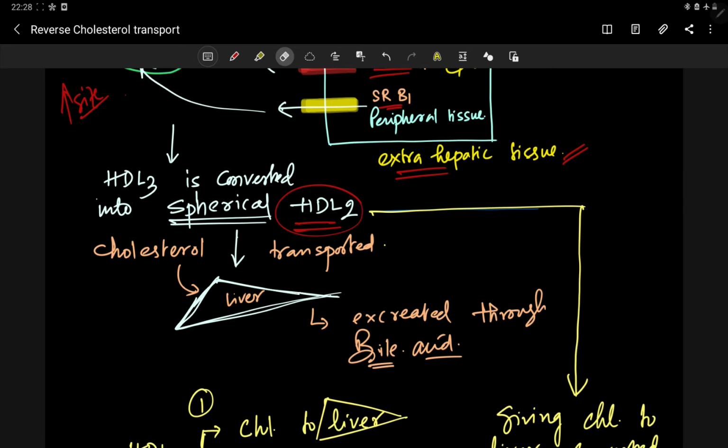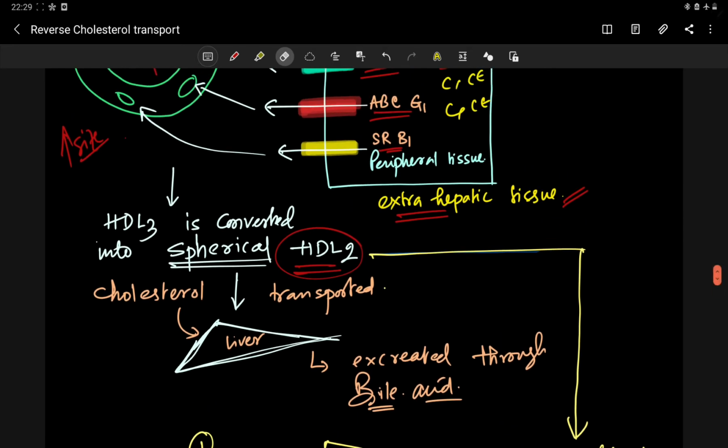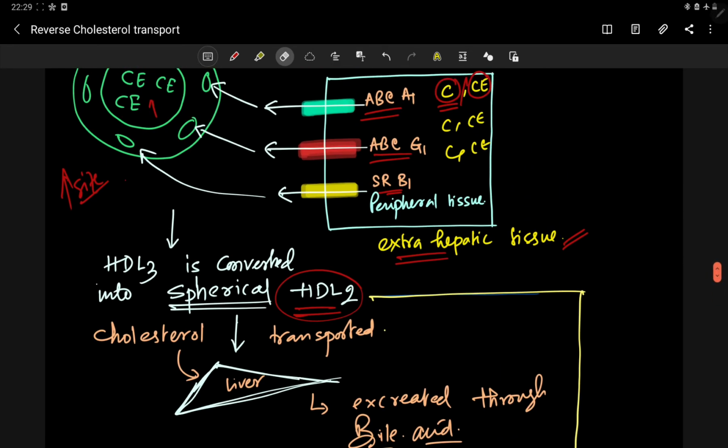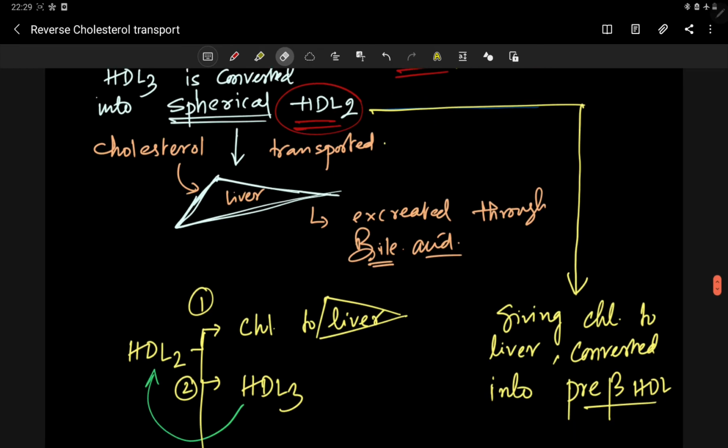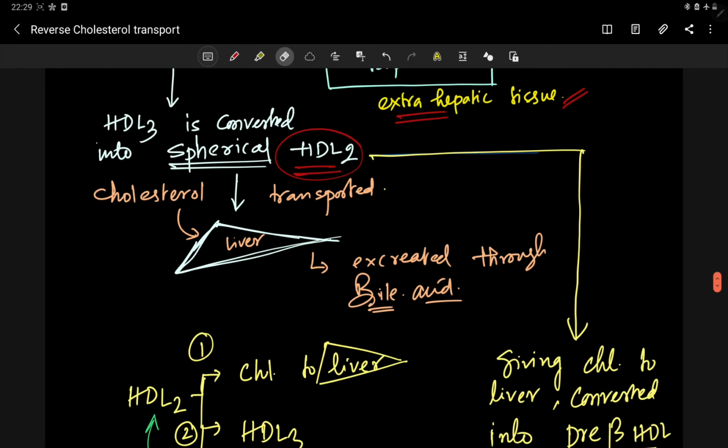So this is actually the reverse cholesterol transport. What is reverse cholesterol transport? Reverse cholesterol transport is the transport of cholesterol from extrahepatic tissue to the liver through HDL. So this is your cholesterol transport.